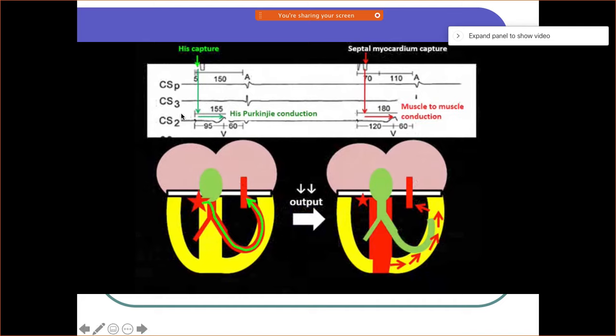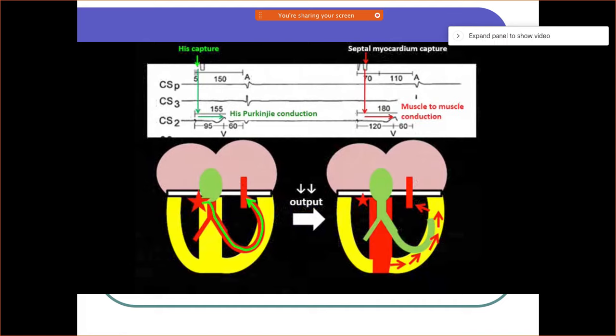Now let's try to put both those clinical scenarios together. In this one, we are able to capture the His, so that is why we see the His-Purkinje conduction over here. However, where's the His here? This is more of a septal myocardium capture, and that is why this is muscle to muscle conduction, which can be seen in the animation like this.